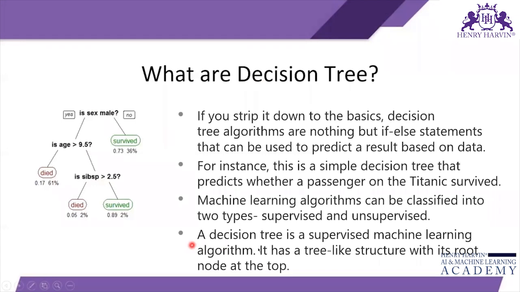Next, a decision tree is a supervised machine learning algorithm. Decision tree classification and regression both come under supervised machine learning algorithms. It has a tree-like structure, as you can see, with its root node at the top, and here are some leaf nodes and other nodes. So this is all about the decision tree.